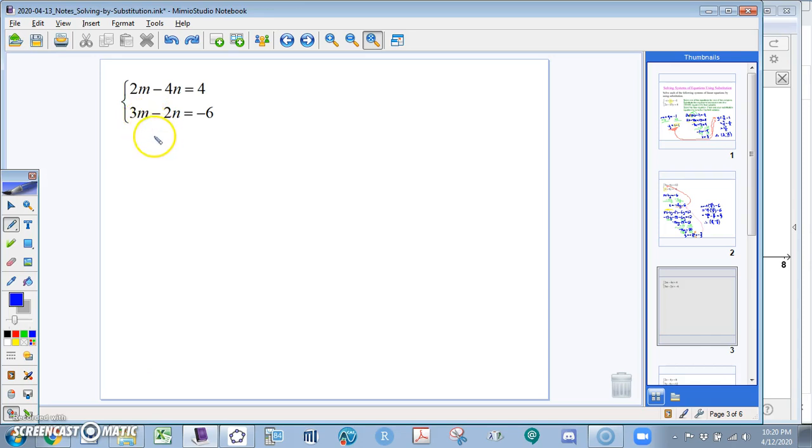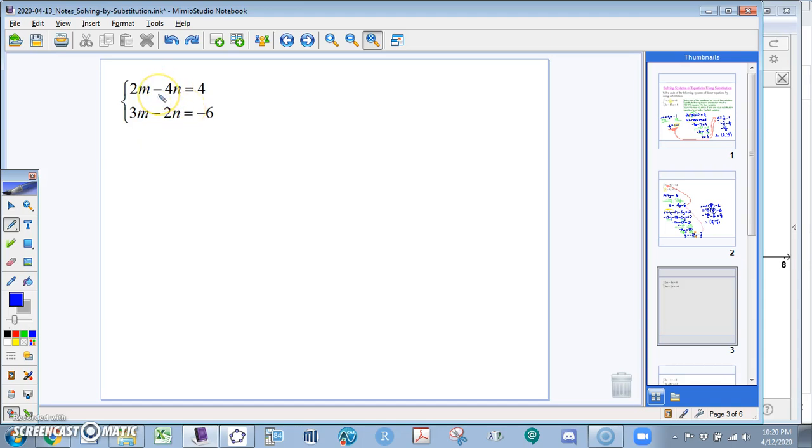So with substitution, we want to look for one equation and see what variable is easiest to solve for. If I were to add 2n to both sides of this equation, the second one here, that gives me 3m, isolated pretty easily, and then I have to divide by 3. But 2 divided by 3 gives me a fraction, so I don't know about that.